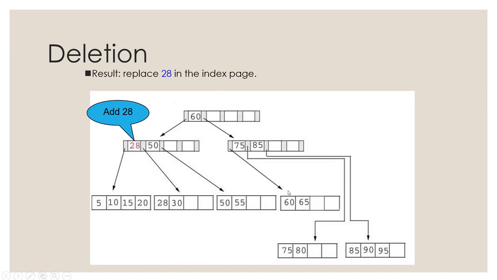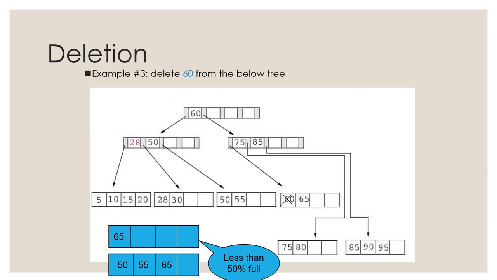So after deleting 60, this one only has 65. So this 65 could be merged with this one or this one. So either way, it's not wrong. It's really your choice. Okay, so we're gonna merge. So you could have merged with this node. So it would have 65, 75, and 80. This example right now is merging with this one, which has 50, 55, and then now it'll be 65. Okay, so we have merged these two nodes.